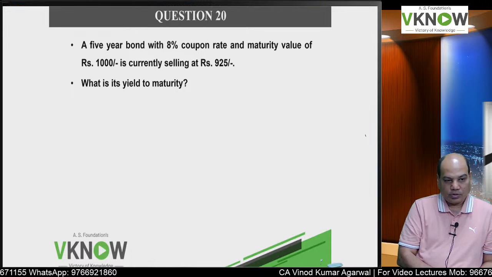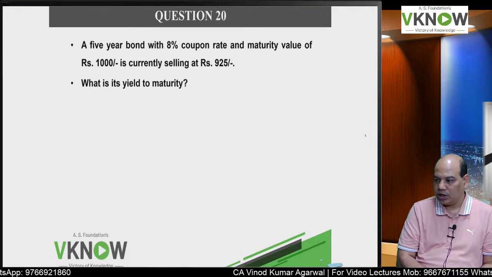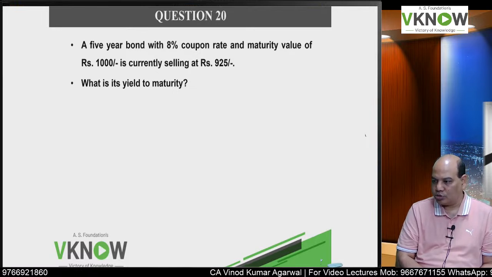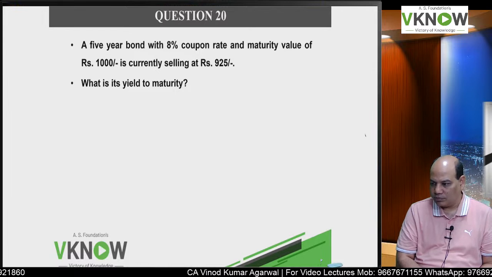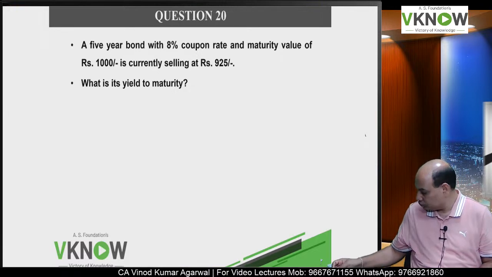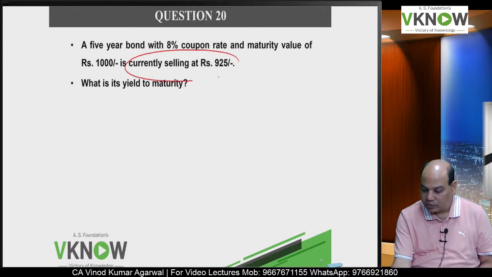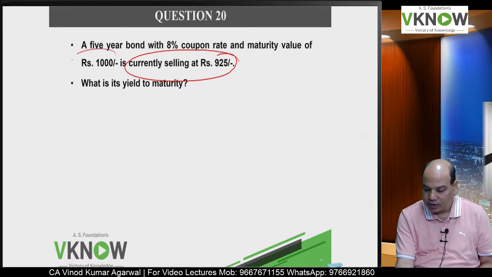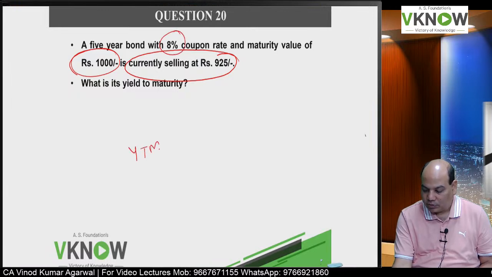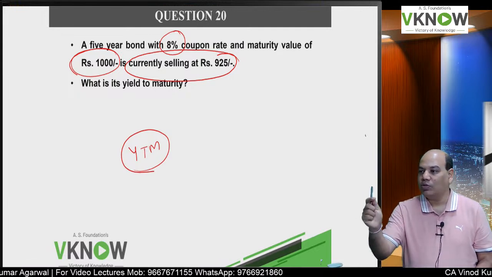So the question is: a 5-year bond with 8% coupon rate and maturity value of rupees 1000 is currently selling at rupees 925. What is its yield to maturity? Before we go ahead, the students are requested to answer. Current price is 925, face value is 1000, coupon rate is 8%. Will YTM be more than 8, less than 8, or equal to 8%?